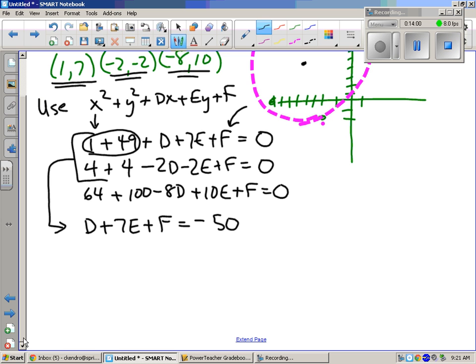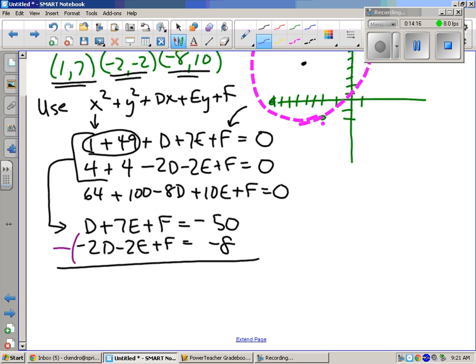Then I have negative 2d minus 2e plus f equals negative 8. All right, so now to get rid of f, I want to subtract, let's go with a different color here, that bottom equation. So I have d minus a negative 2d is 3d. 7 minus a negative 2e would be plus 9e. F minus f is gone. And then negative 50 plus 8 is negative 42. Okay, so we put that on hold.